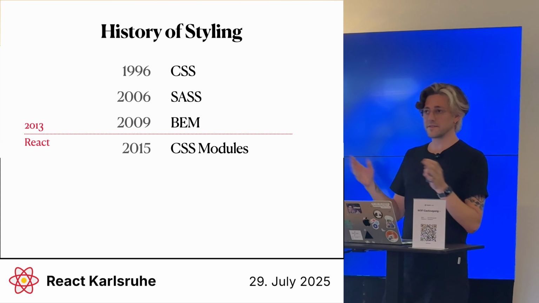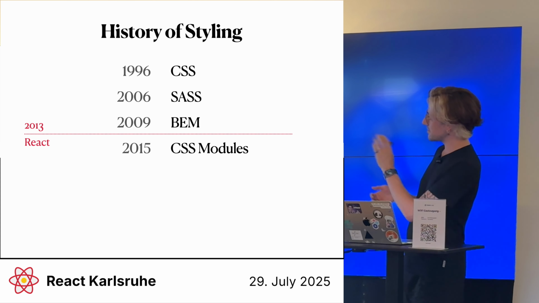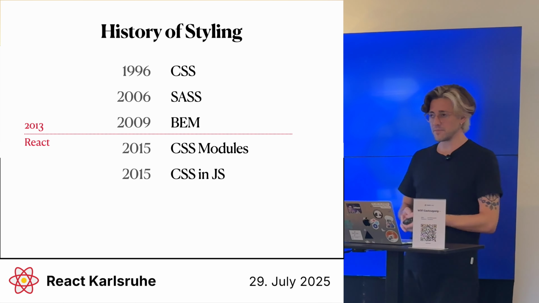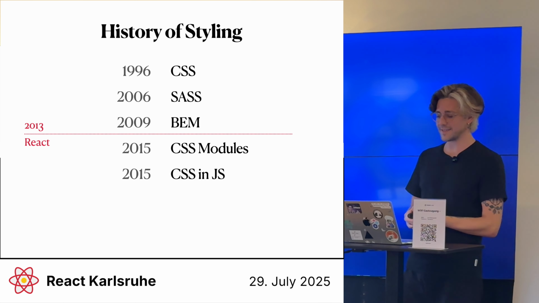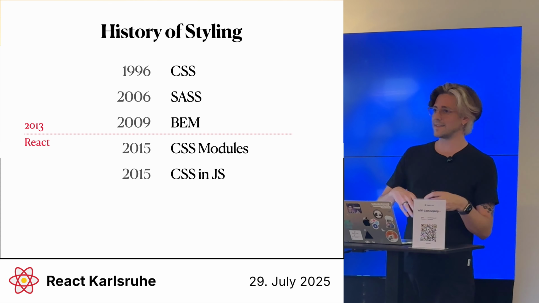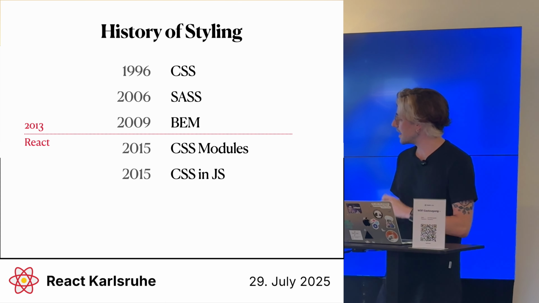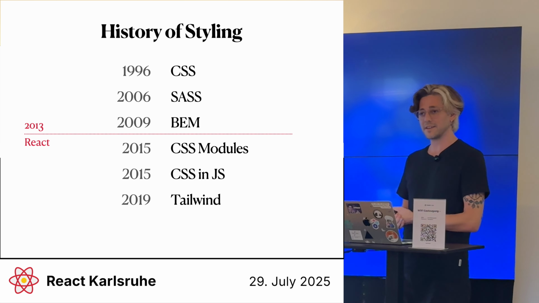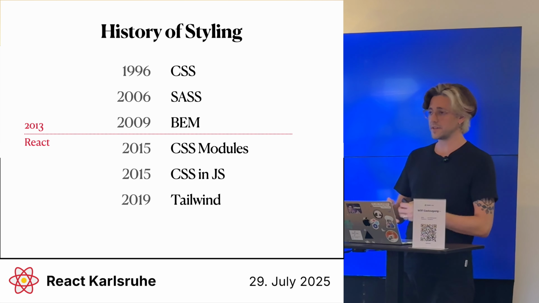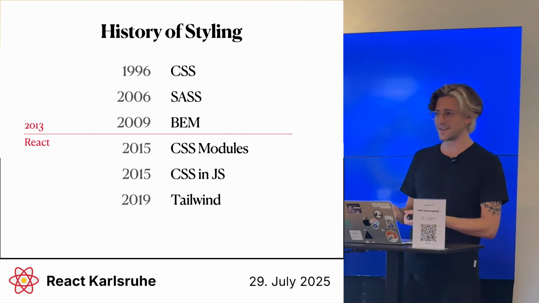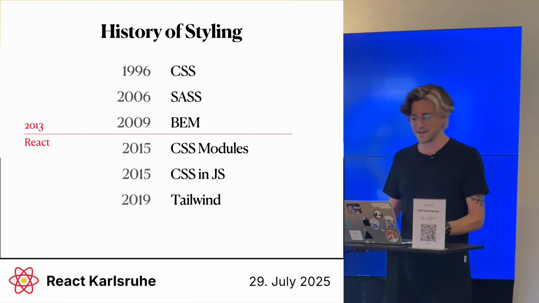Just for reference, since this is a React meetup, React was released in 2013, so this was almost 2 years after the initial release of React. Shortly after CSS Modules, in the same year, we had the first CSS-in-JS libraries popping up, doing something that was very controversial at the time, which was moving our styles directly into the JavaScript code base. And finally, in 2019, Tailwind 1.0 was released, which popularized the utility-first approach to CSS. Not the first time, but the first mainstream one.